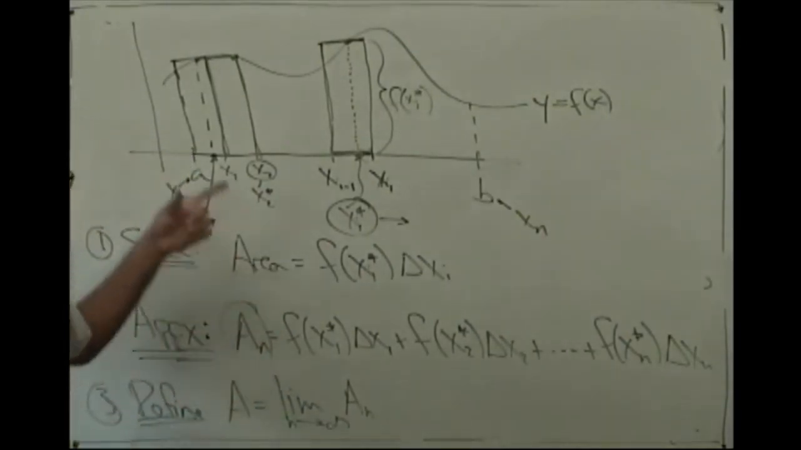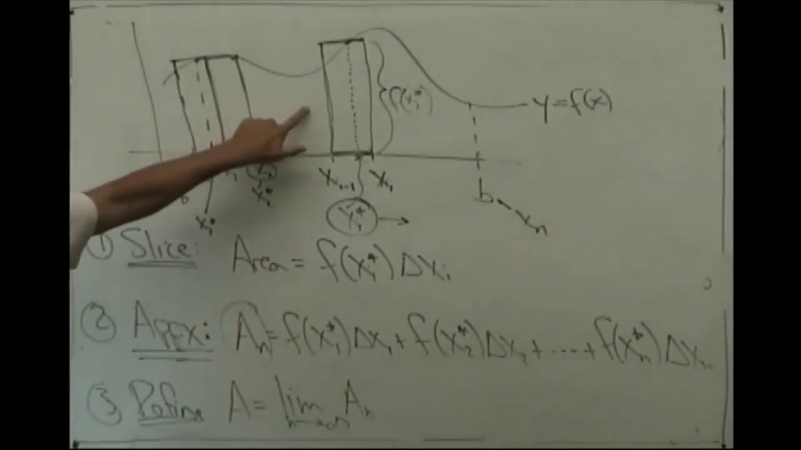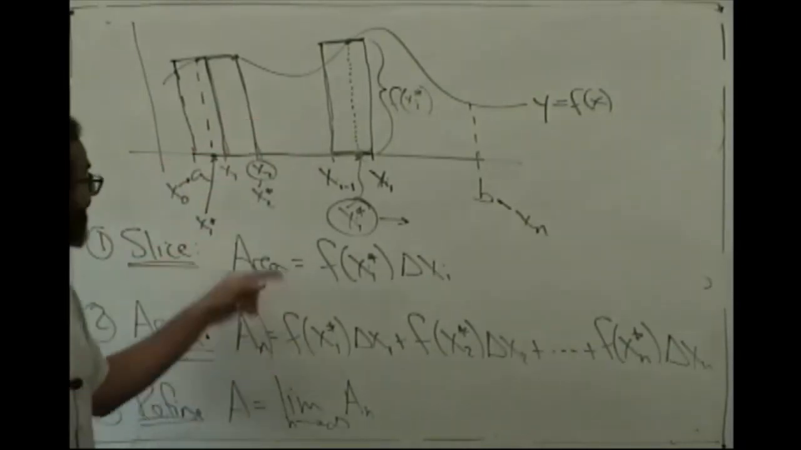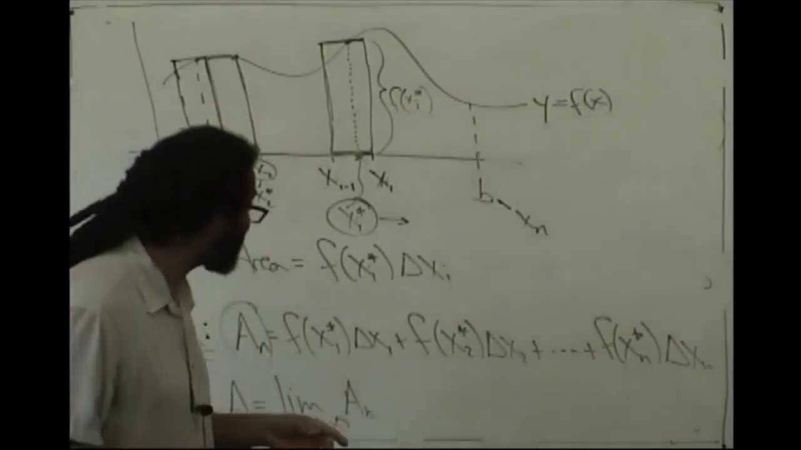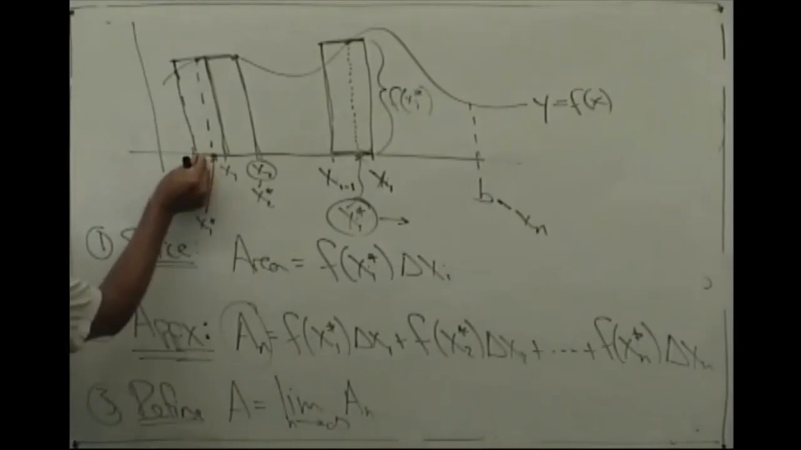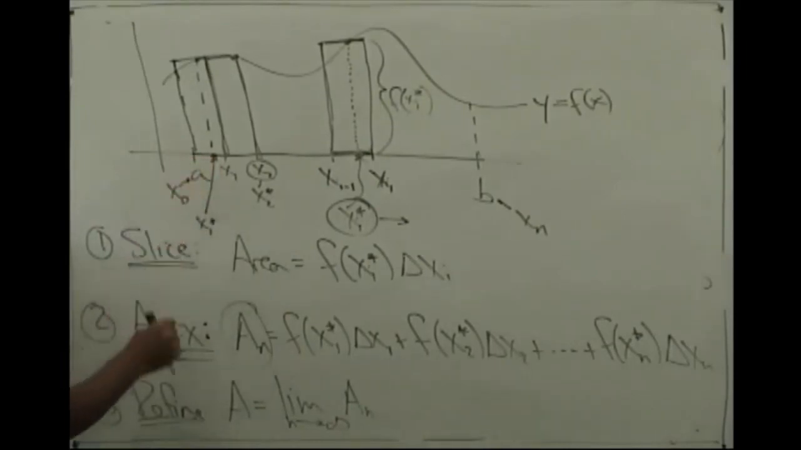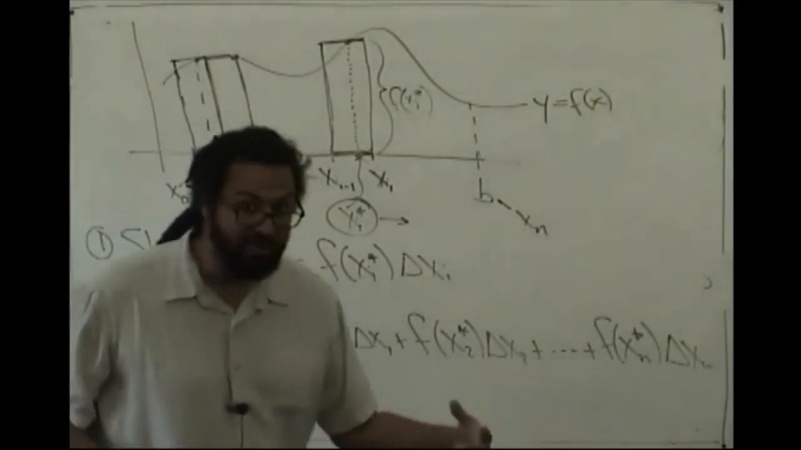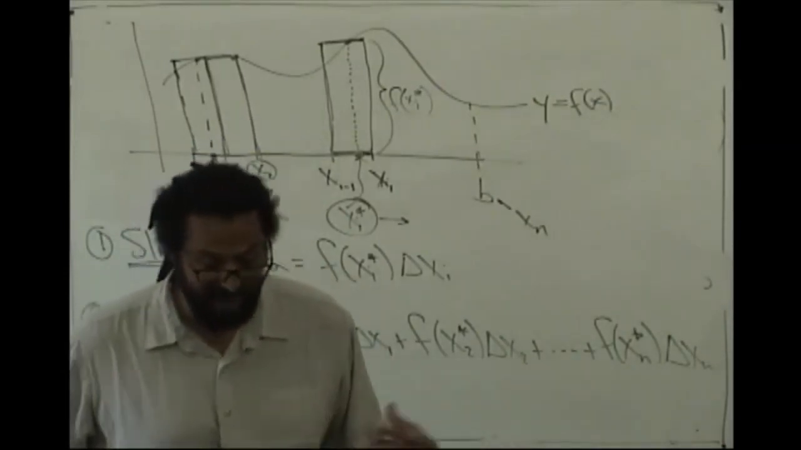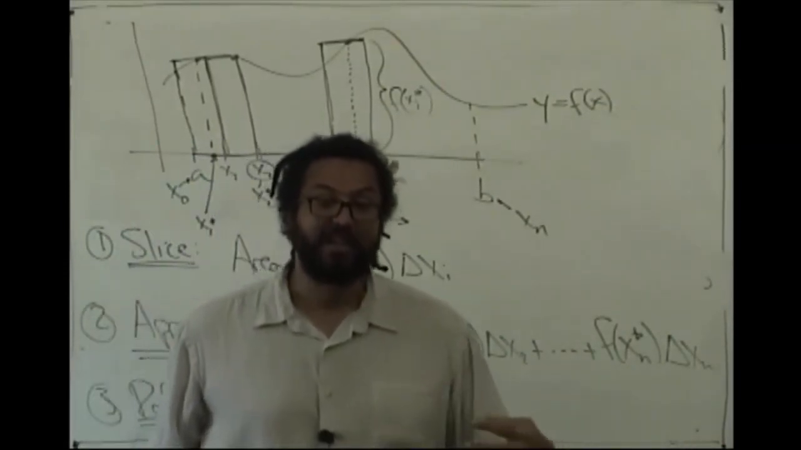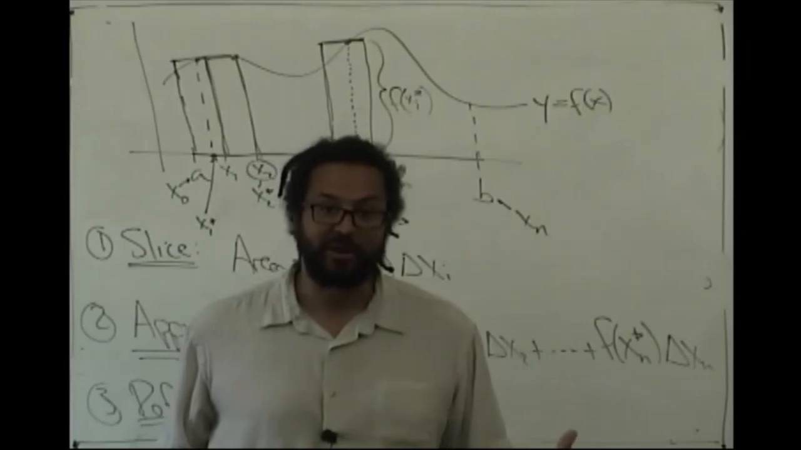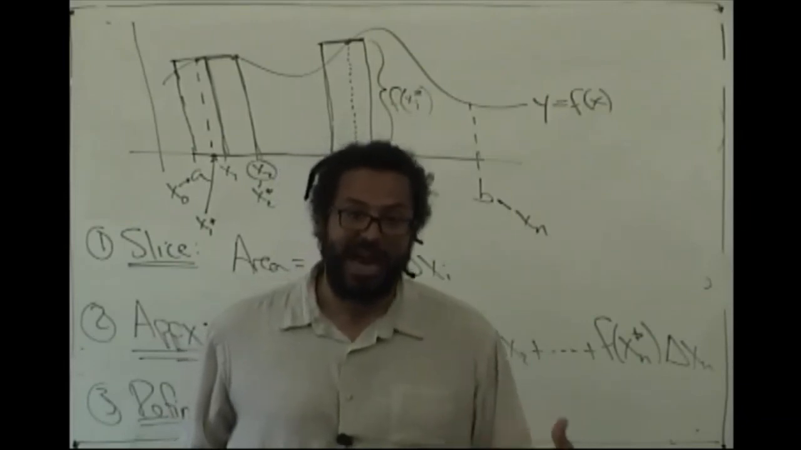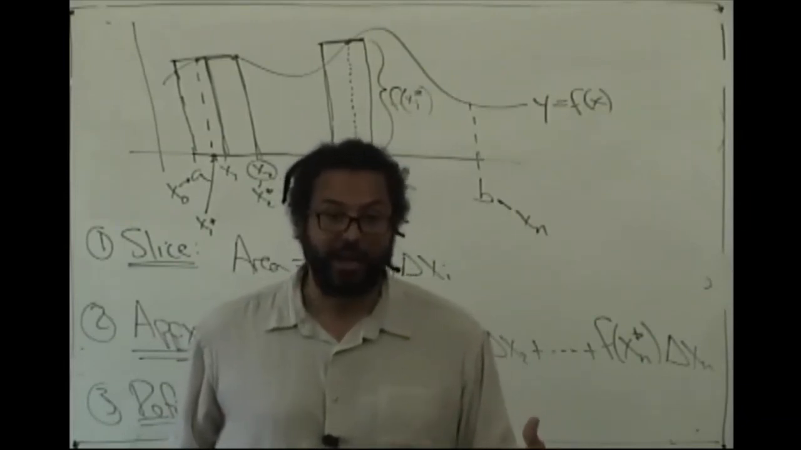And so how do you find the exact answer to this area problem? Well, you let the number of rectangles go to infinity. You make these rectangles thinner and thinner. That will give you more and more rectangles. That will let the number of rectangles go to infinity, and the approximation gets better and better. In fact, it approaches the actual area.